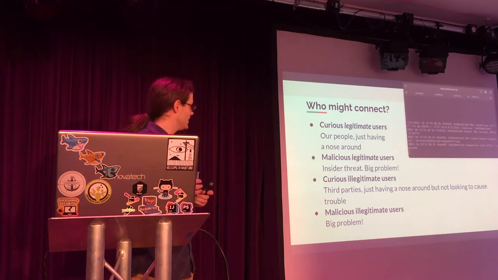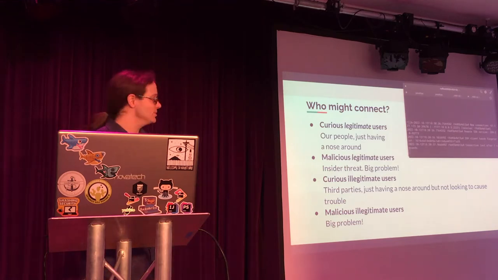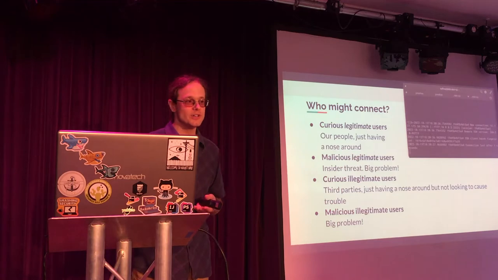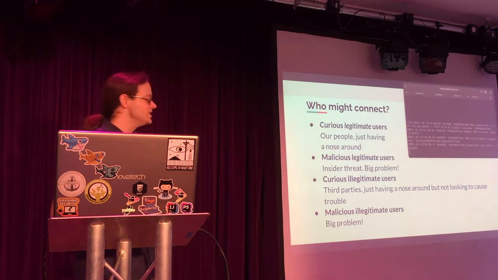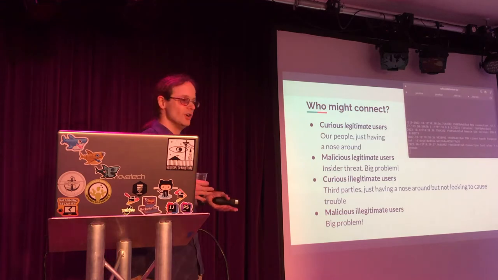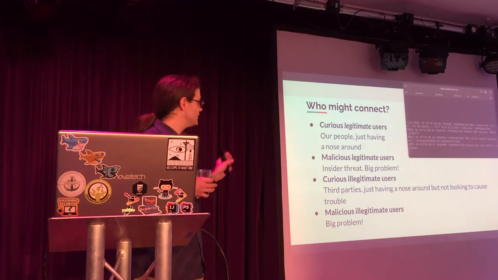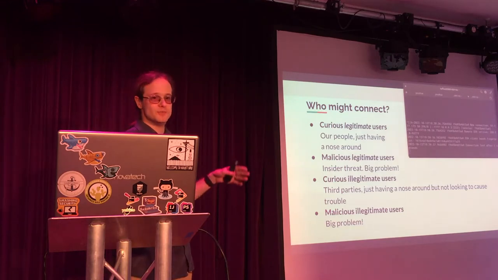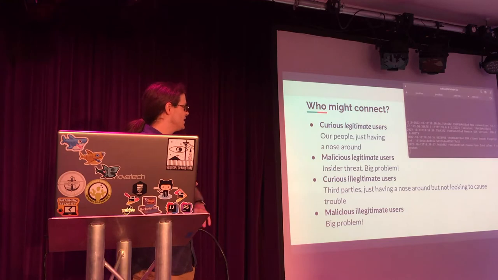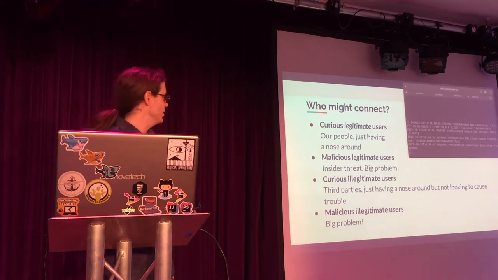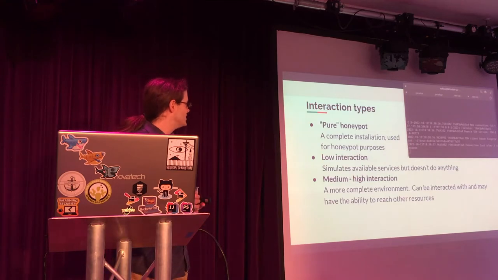The more concerning are the malicious people. So your malicious legitimate users, they're your insider threat. People who might want to do the organisation harm, even though they're employed by it. Obviously, they're quite at risk because they've already got higher access than somebody that isn't part of the organisation. So we want to know about them as soon as possible. Equally, your malicious, illegitimate users, those that have nothing to do with you, they're out on the internet, they've found your stuff, they're giving it a go to see what they can do. So we've got different types.